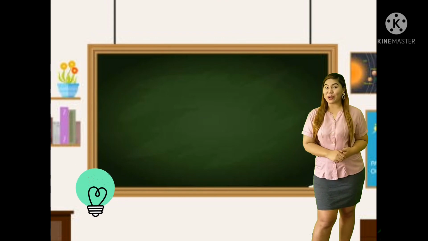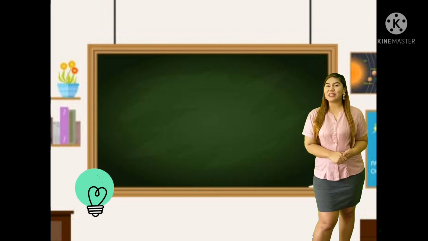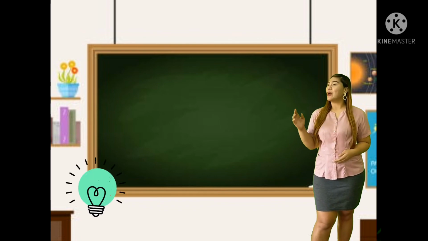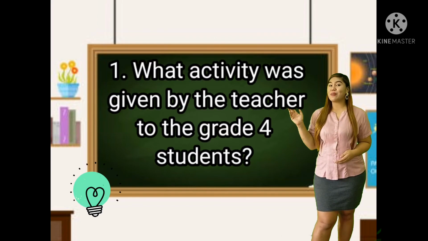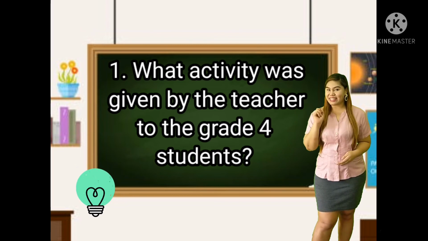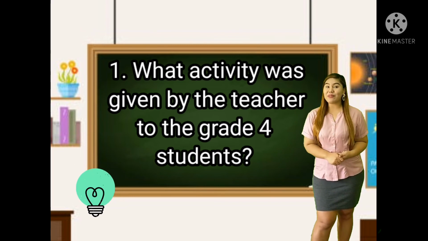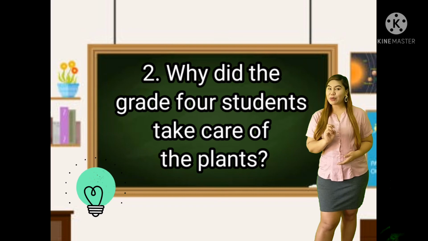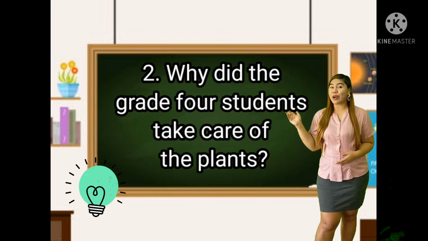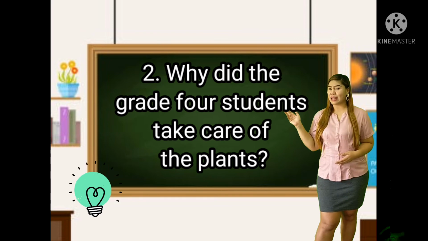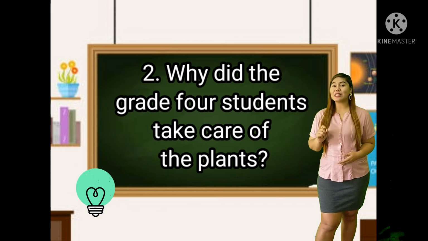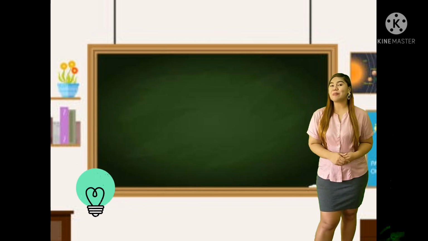Do you like the short story? How well did you understand the story? Now, let us answer the following questions. Number 1. What activity was given by the teacher to the grade 4 students? Yes, Mr. Joey required the grade 4 students to plant seeds in the school garden. For number 2 question, why did the grade 4 students take care of the plants? Yes, the students took care of the plants so they can have healthy plants.